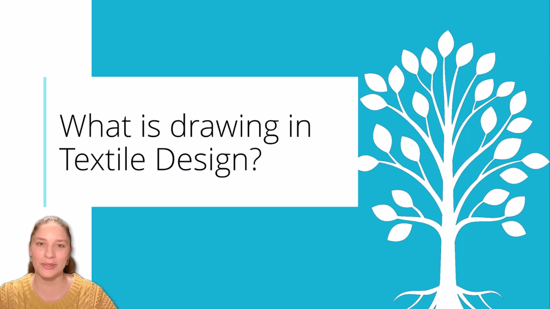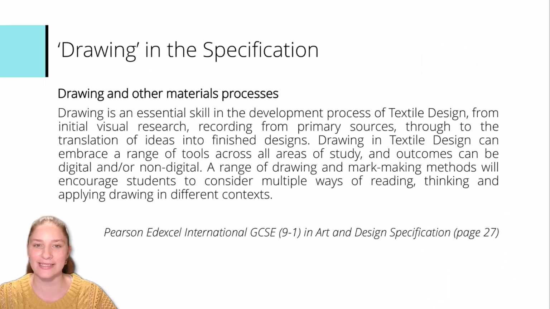In this short video, we will explore the question, what is drawing, in the Art and Design title, Textile Design. This slide contains an excerpt from the Art and Design specification relating to drawing in textile design. Under the heading Drawing and Other Materials Processes, the specification states, drawing is an essential skill in the development process of textile design, from initial visual research, recording from primary sources, through the translation of ideas to finished designs.